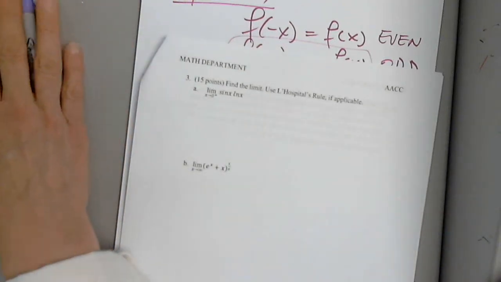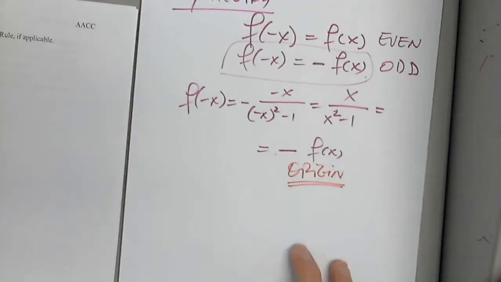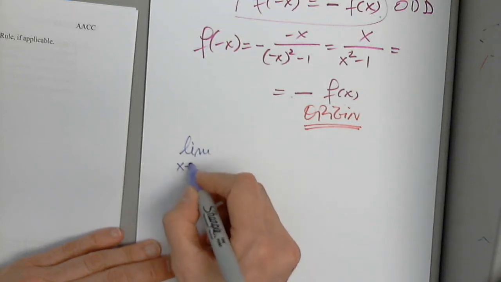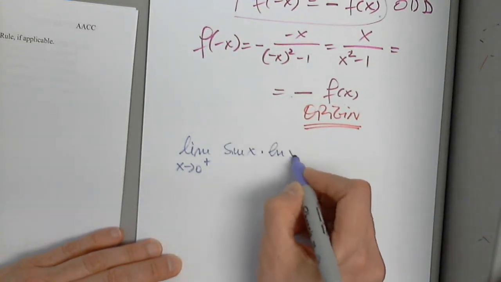Okay, which ones do you want to start with? Okay, let's do the first one. So we have 2. So we have limit. X approaches 0 from the right. Sine x times natural log x.